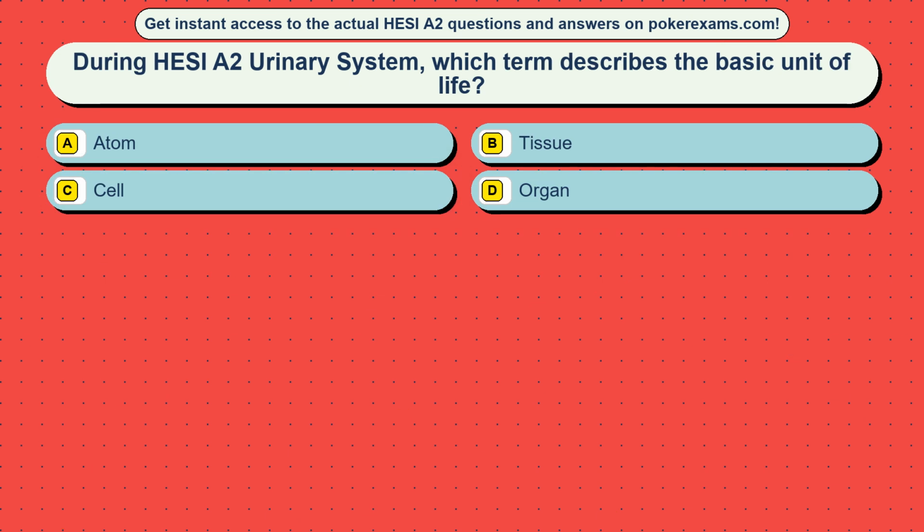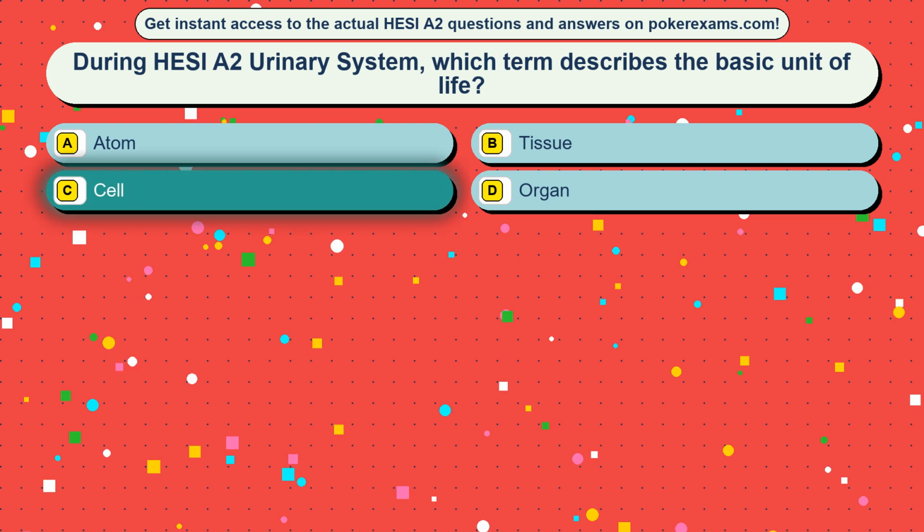Question 21. During HESI A2 urinary system, which term describes the basic unit of life? Option A, atom. Option B, tissue. Option C, cell. Option D, organ. The correct answer is option C, cell.